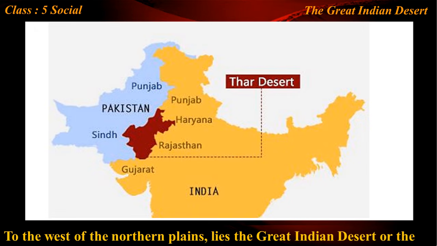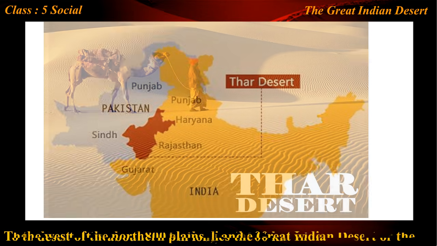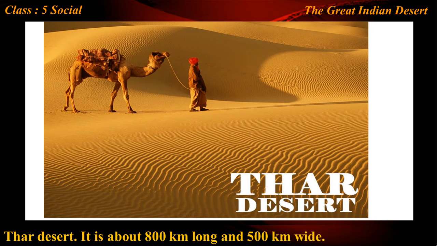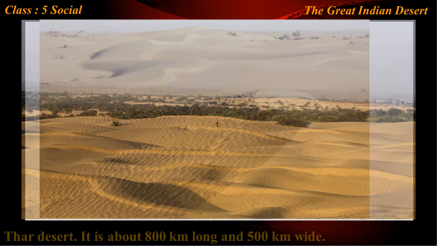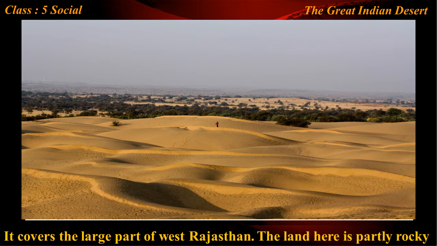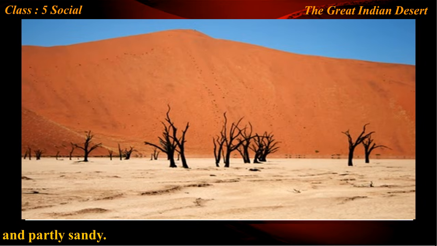To the west of the northern plains lies the Great Indian Desert or the Thar Desert. It is about 800 kilometers long and 500 kilometers wide. It covers a large part of West Rajasthan. The land here is partly rocky and partly sandy.